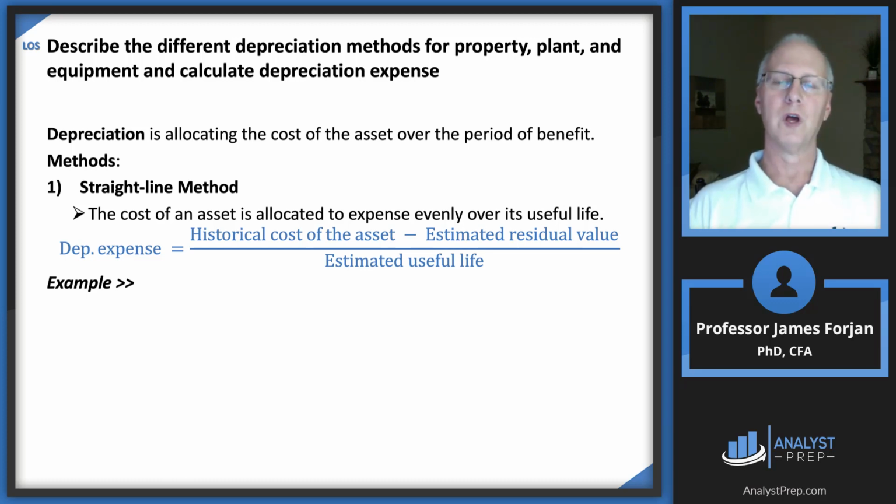But of course, what complicates the straight line method of depreciation calculation is an estimate of residual value. To get the annual depreciation expense, we take the cost of the asset, the initial investment, the historical cost, subtract out the residual value, and note it's an estimate. It has to be an estimate, right? And then we divide by the useful life, or the estimate of the useful life.